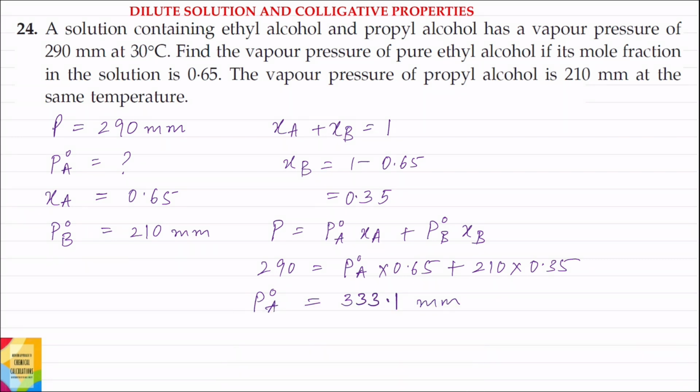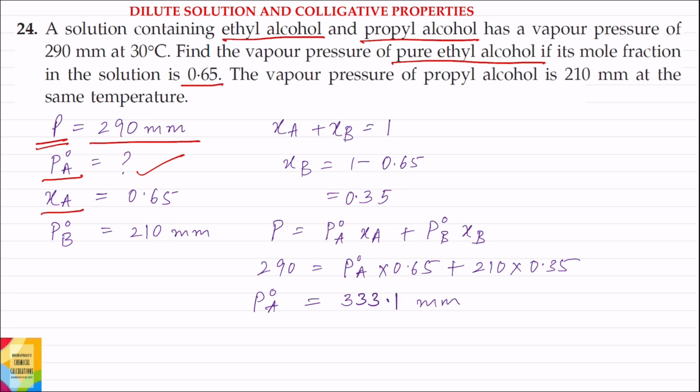Question 24. A solution containing ethyl alcohol and propyl alcohol has a vapor pressure of 290 millimeter at 30 degrees centigrade. So vapor pressure of the solution of ethyl alcohol and propyl alcohol is 290 millimeter. So let it be P. P is the vapor pressure of solution and this is equal to 290 millimeter. Find the vapor pressure of pure ethyl alcohol. Now let the vapor pressure of pure ethyl alcohol be P naught A. So we need to find the vapor pressure of pure ethyl alcohol if its mole fraction in the solution is 0.65.